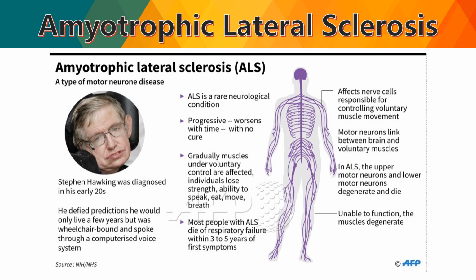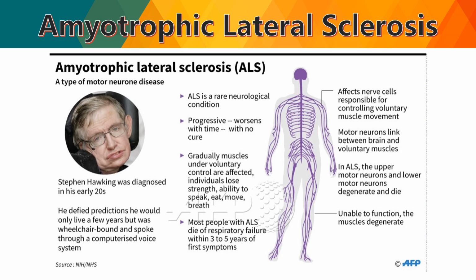So ALS is a rare neurological condition. It is progressive. It worsens with time with no cure. The muscles under voluntary control are gradually affected. Individuals lose strength, ability to speak, eat, and move, and most people with ALS die of respiratory failure within 3 to 5 years of the first symptoms.